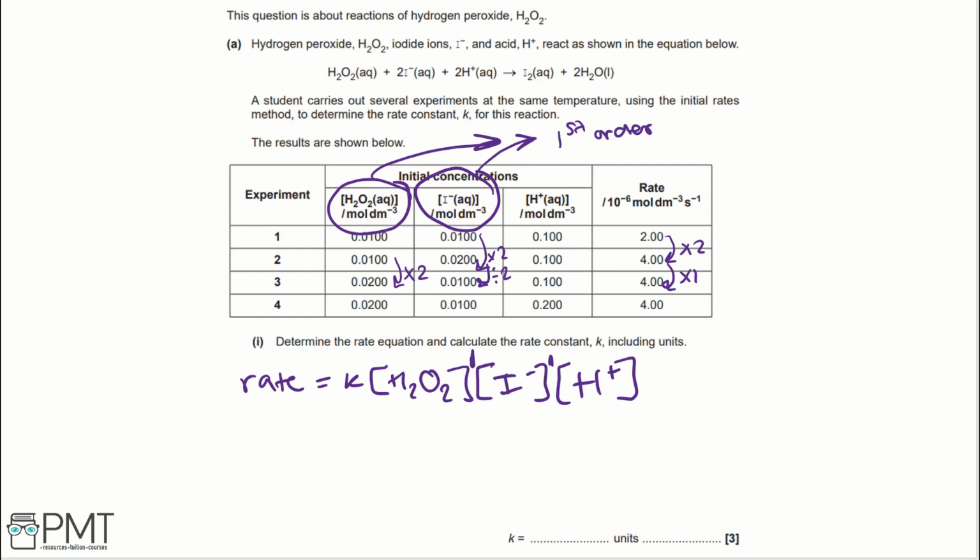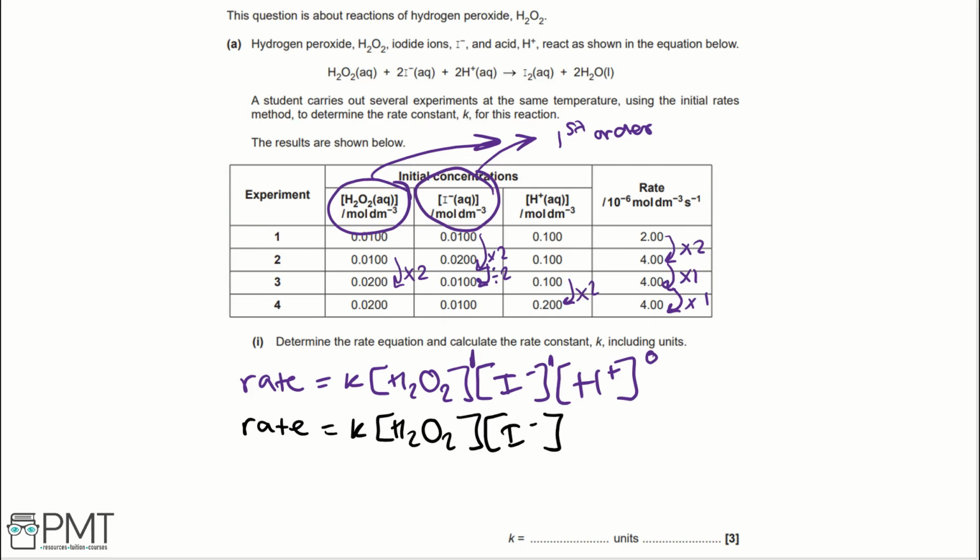If we continue, when H+ has increased by times 2 and I- and H2O2 have stayed exactly the same, the rate has not changed, and so the order of reaction for H+ is 0 order, so we'd have a little 0. Therefore, if we write the actual rate equation, we have rate equals K H2O2 I-, and we ignore the H+ because H+ to the power of 0 is 1.